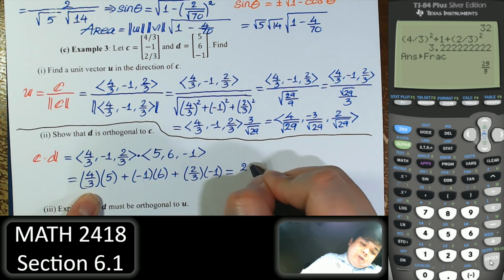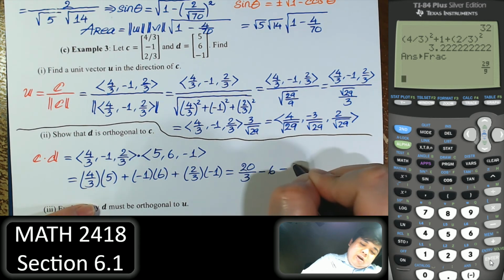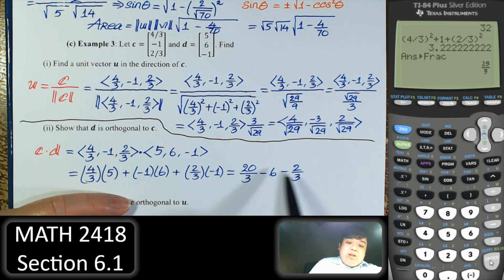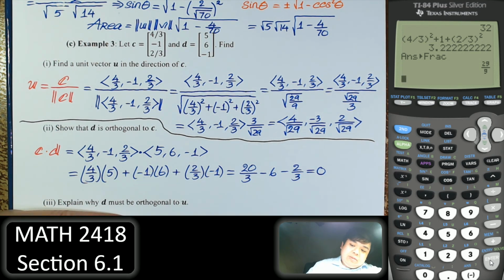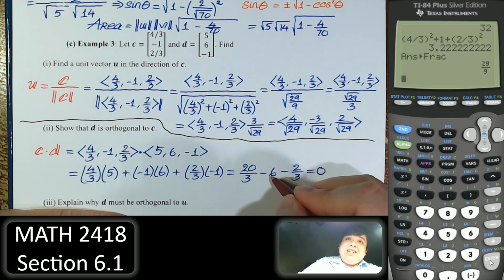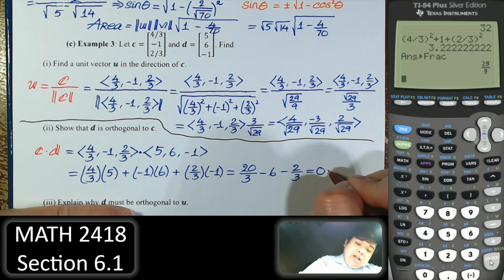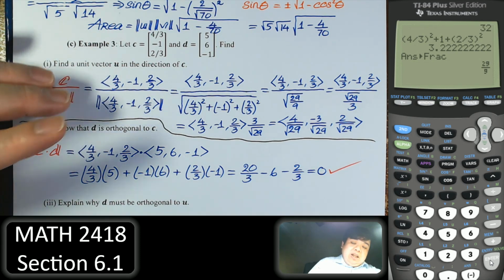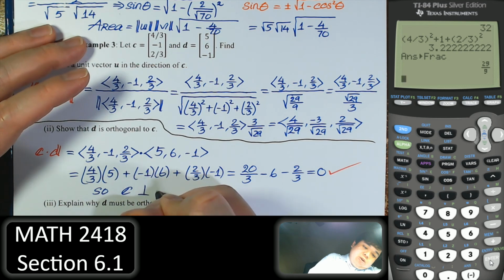So 20/3 minus 6 minus 2/3. Right, 20/3 is 6 and 2/3, so of course that equals 0. 6 is 18/3, and -18/3 minus 2/3 is -20/3, which cancels with the 20/3. So since the dot product is equal to 0, we say C is orthogonal to D.